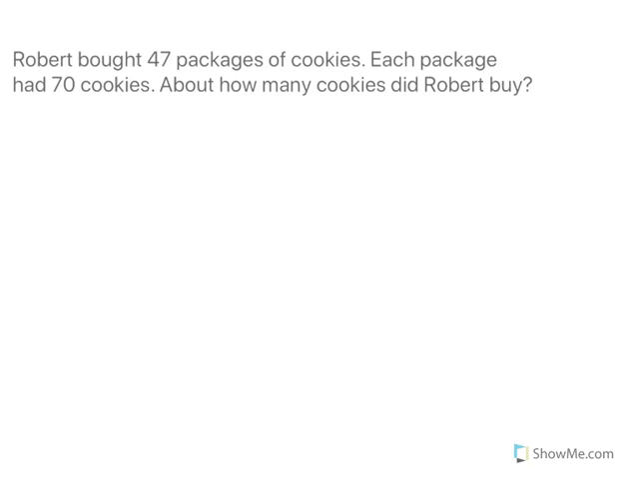If we look at one more word problem, this one here says Robert bought 47 packages of cookies. Each package had 70 cookies. About how many cookies did Robert buy? So again, we're going to take our two numbers that we see, 47 and 70, and we are going to infer that we're going to round to the nearest tens place because the numbers only go up to the tens place. When I look at my numbers though, I notice that 70 ends with a 0. That means I do not need to round it, but I do need to round 47.